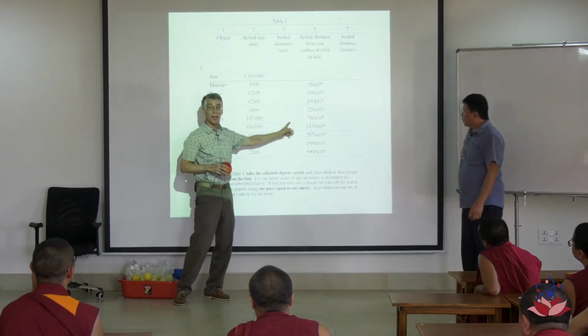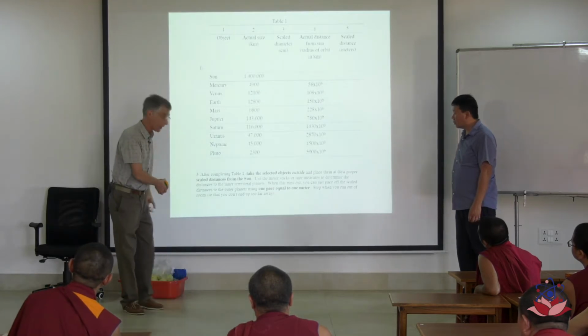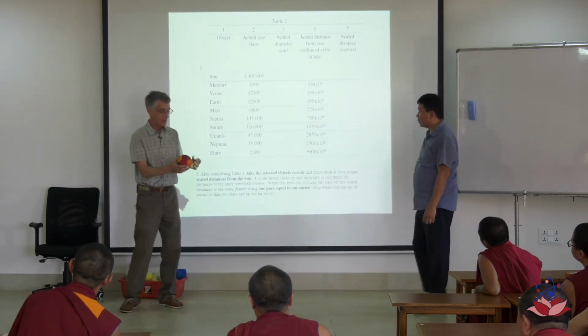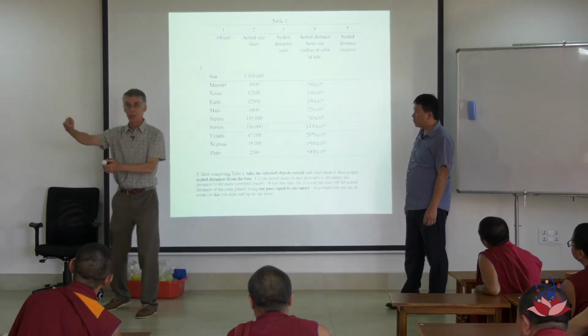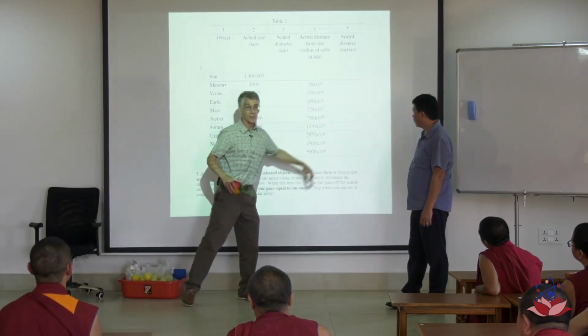Once you know the sizes of your planets, you can choose objects from our supply and then we will go outside and put them at the appropriate distances from your model.